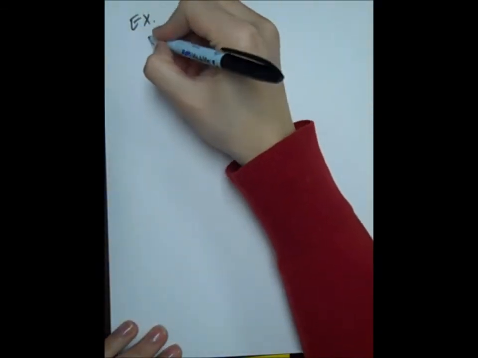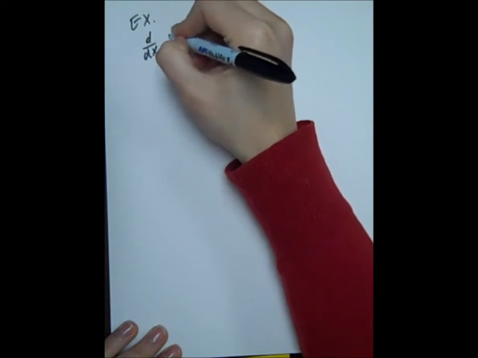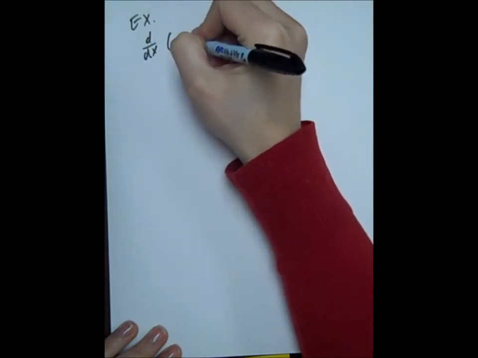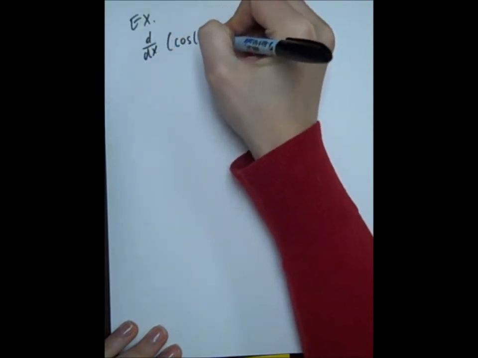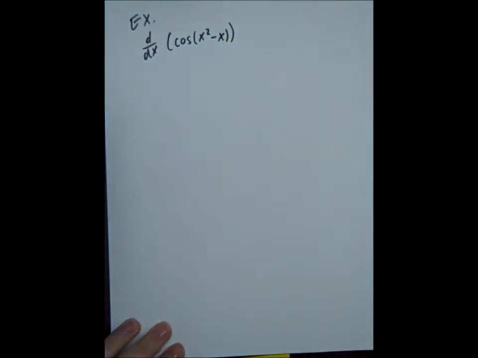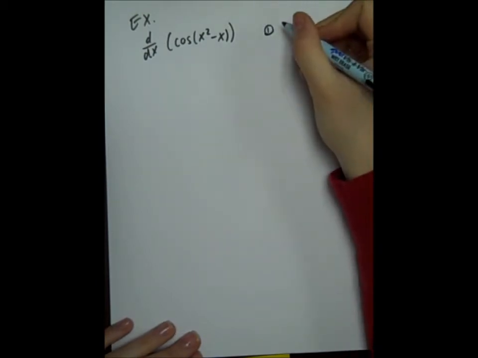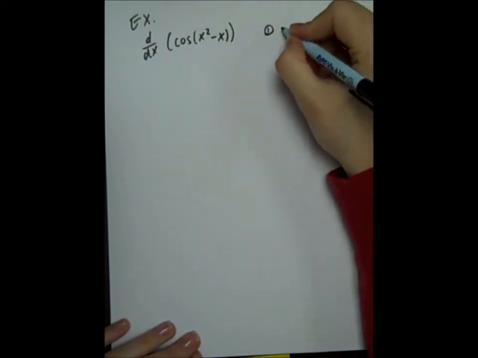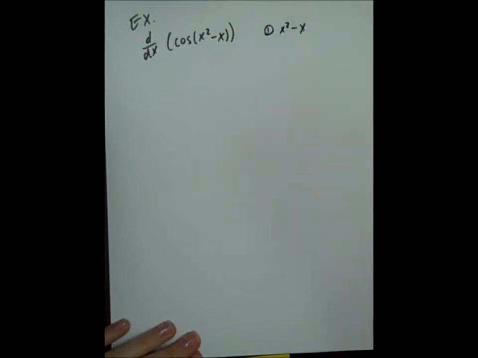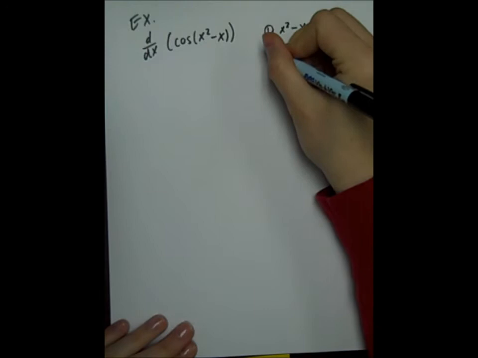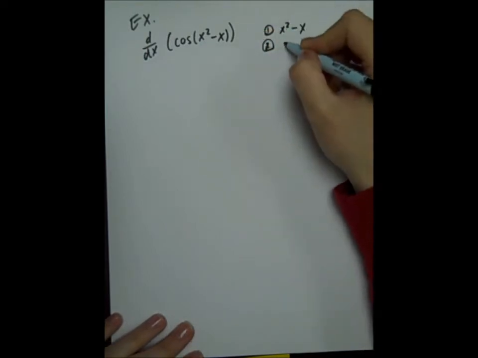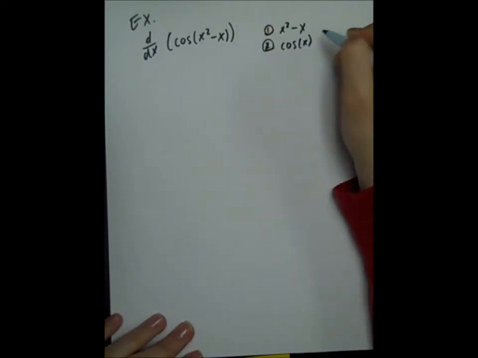Let's do the derivative of cosine of x squared minus x. So again, ask yourself, if I was plugging in a number, what's the first thing I would do? The first thing you would do is calculate x squared minus x. Again, the parentheses usually give it away. After you calculated that, you would then plug it into the cosine function.